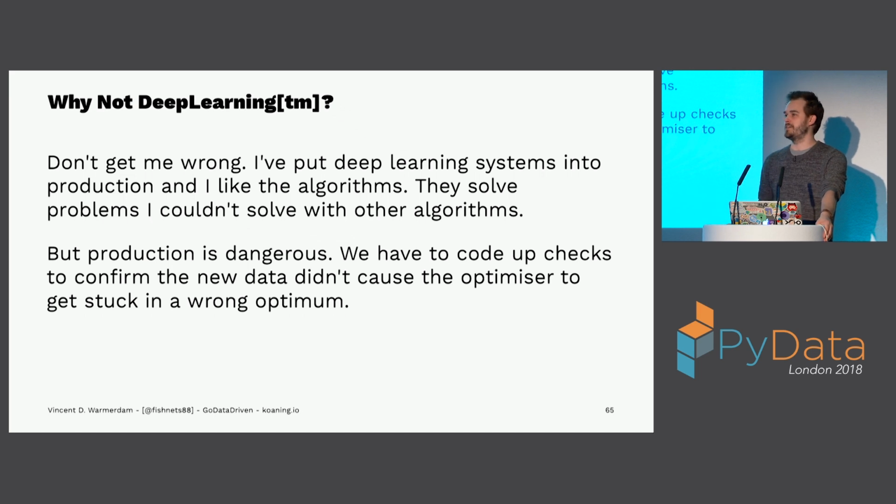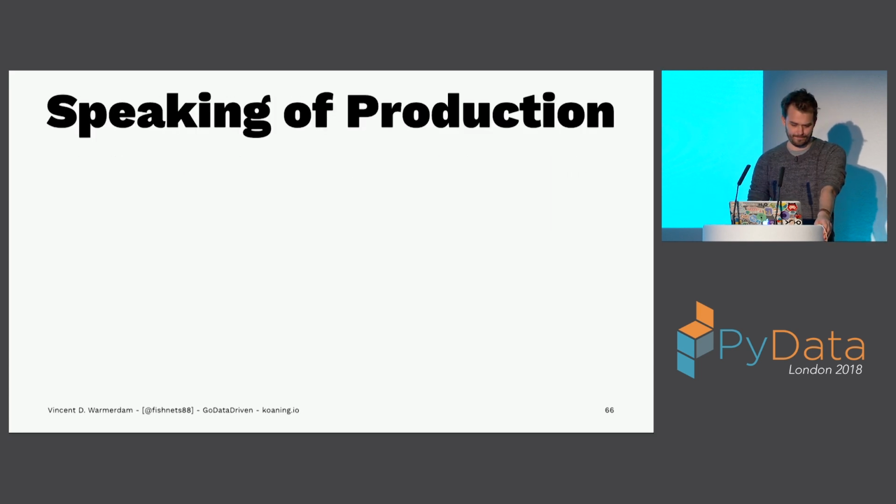Honestly, if you have a scikit-learn algorithm that's amazing, but you can also just run a SQL query, the SQL query is better, right? The same thing goes for TensorFlow. And again, don't get me wrong. I've put deep learning systems into production, and I like the algorithms. They solve problems I couldn't solve otherwise. Especially in text nowadays, I'm seeing things that are amazing. But production is dangerous, and I don't want to wake up at 12 o'clock on a Sunday because something went wrong. I prefer to just have PagerDuty off as well.